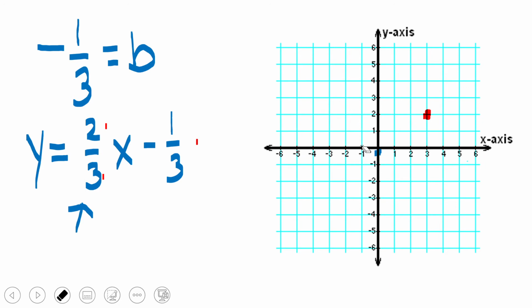We rise and run from that negative 1/3 at the y-intercept. It's as easy as that. A line starts to emerge, and like we talked about in class, it's a positive slope, which we see 2/3 is positive as well.